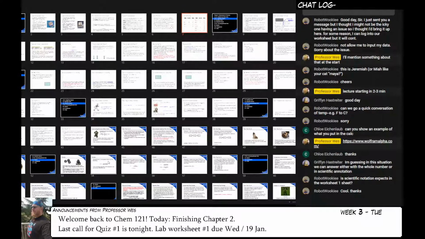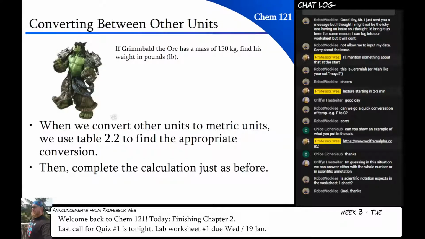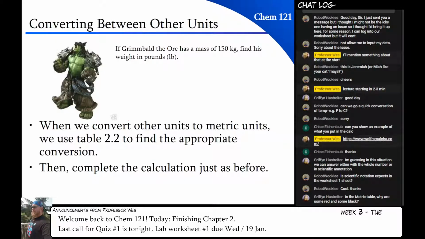If you are using a different unit that is not metric, in your textbook is a table called Table 2.2 and it has these conversions on there. Now, if you don't have your textbook for whatever reason, like it hasn't arrived yet, use Google for this. So what we're going to do is take this orc here, and instead of going from kilograms to, say, grams or milligrams or megagrams or micrograms or whatever, I'm going to go to pounds.